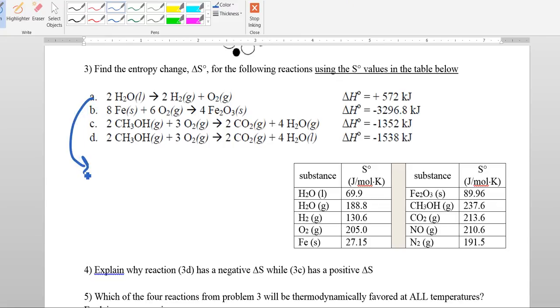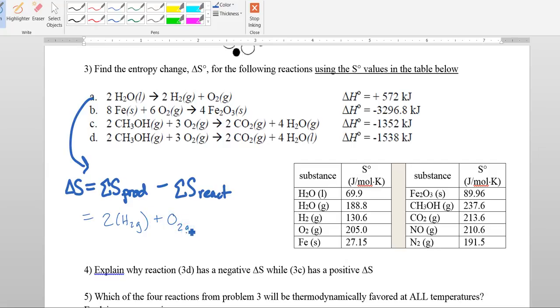If you look at A, and we're trying to find delta S, it is the sum of the S values of the products minus the sum of the S values of the reactants. Make this pen a little bit thinner here. So if you're looking at problem A, we've got 2 H2 gases. It's important to pay attention to states of matter, because the entropy of gaseous hydrogen is going to be different than solid or liquid. And so these are our products. Then we're going to subtract the reactants, which is 2 liquid waters there.